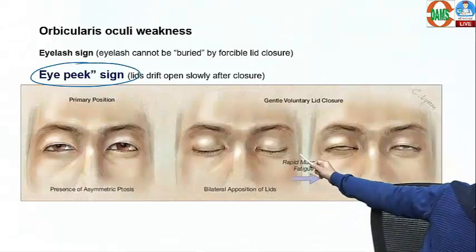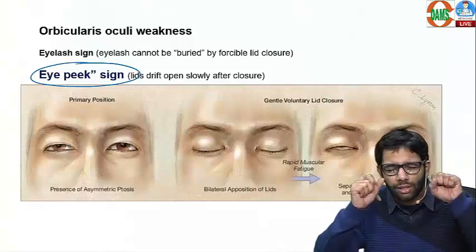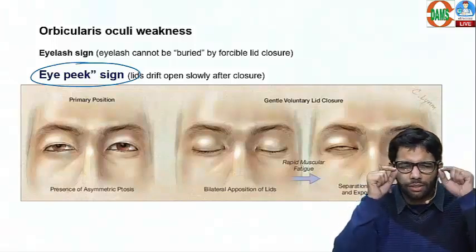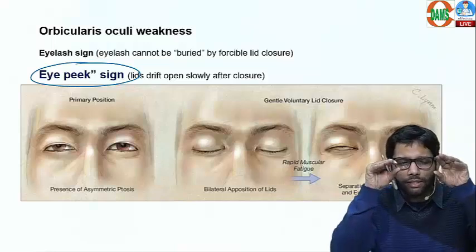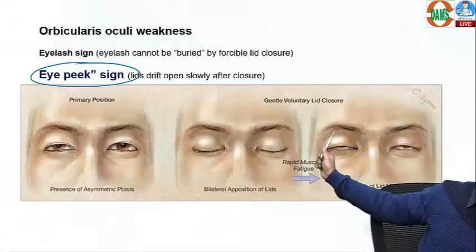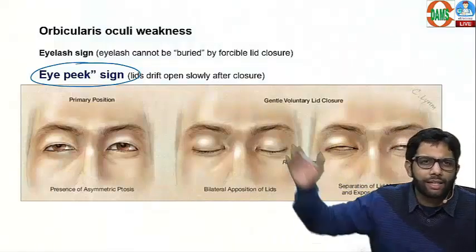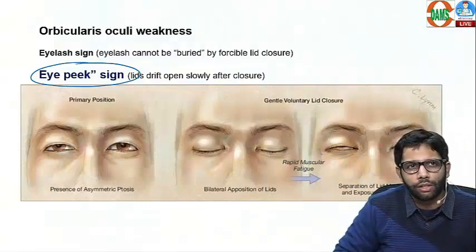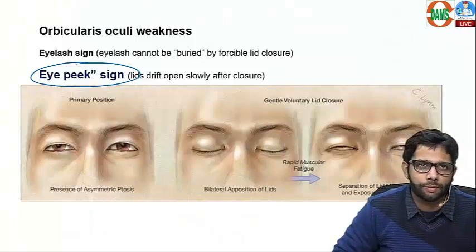Ask the patient to close, like ask the child to close, and look at any lash of the eyelid, any opening of the eyelid is there or not, peaking, because of weakening of the orbicularis. When you make the orbicularis work, that's the eye peak sign. Eyelid sign is also there, but it's not very important. Eye peak is important because of orbicularis.